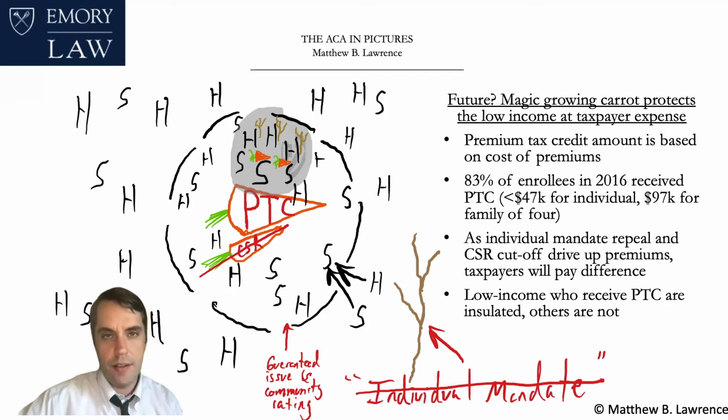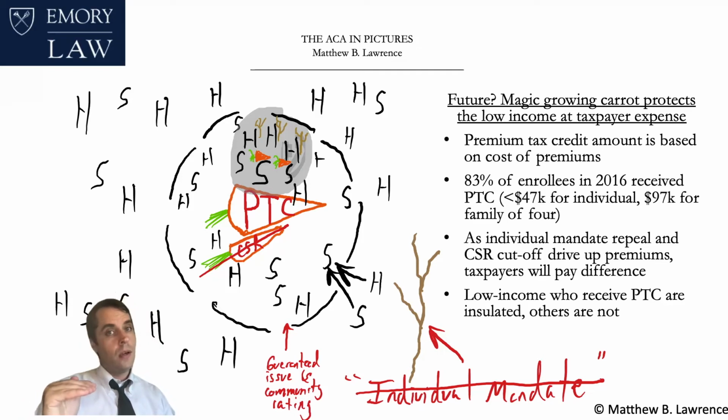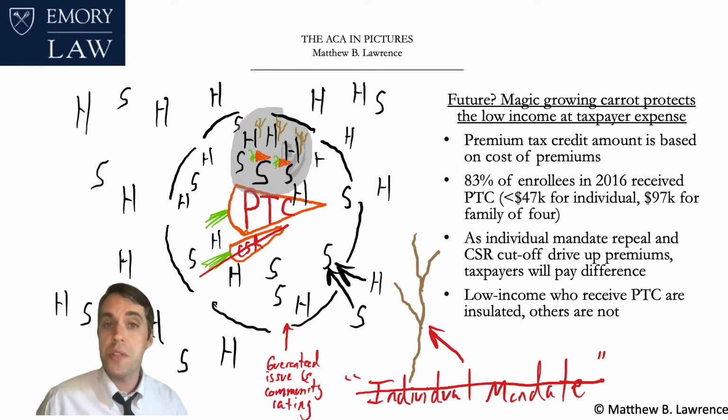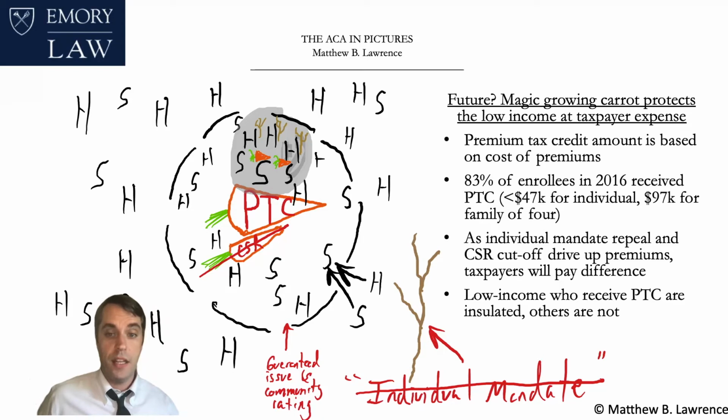Step back for a second. That's all well and good if you receive the premium tax credit subsidy. But to receive the premium tax credit subsidy, you have to make 400% of the federal poverty level or below, or that's something like $47,000 or less for an individual, or $97,000 or less for a family of four. So what if you make $100,000 or more for a family of four? Then you don't receive the premium tax credit, and you are not insulated against disruption that increases premiums or anything like that in the marketplace.